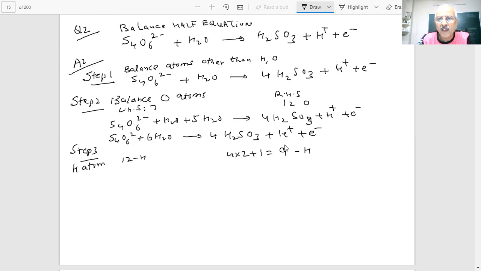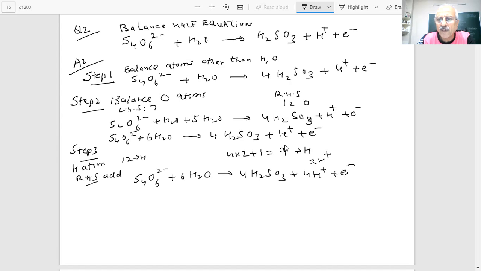Right side. Yes, sir. Right side you will add how many hydrogens? You'll add 3, 9 plus 3 is 12. You'll add 3 more, 3H plus more here. So what it becomes then? S4O6 2 minus plus 6H2O is equal to 4H2SO3 plus 3H plus and 1 becomes 4H plus and electrons. Okay?